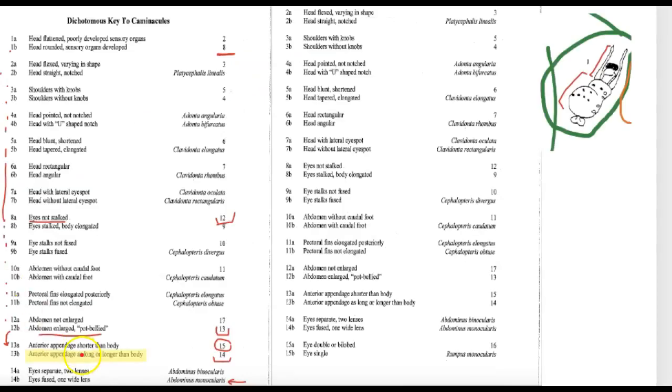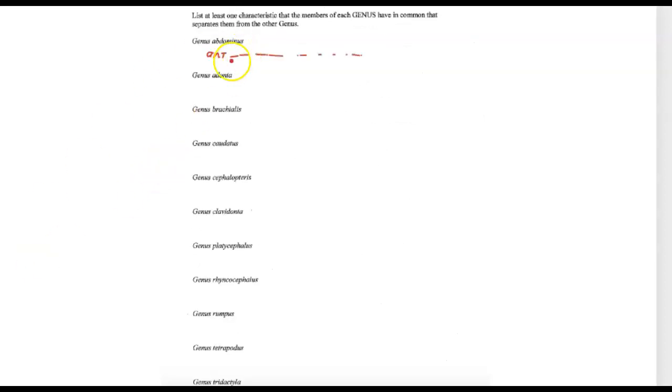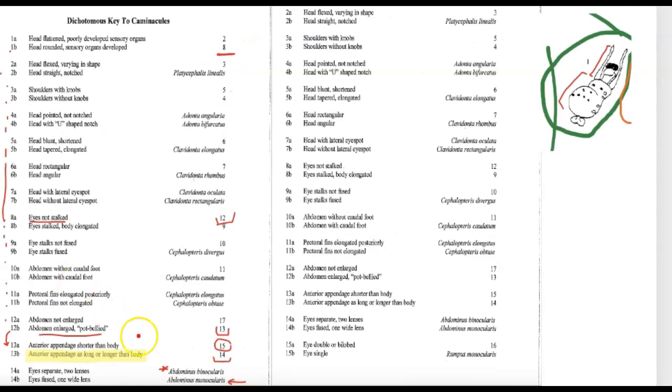Come back here, grab the other caminacule that came down to step 14, and that one is going to be Abdominis binocularis. So you figure out what number caminacule that is. Come here, find its name, put the number in the right spot. It's going to go in here, but what number is it? You need to determine that. And then you've already done the genus feature, so you're done there. Okay? So now go back here.